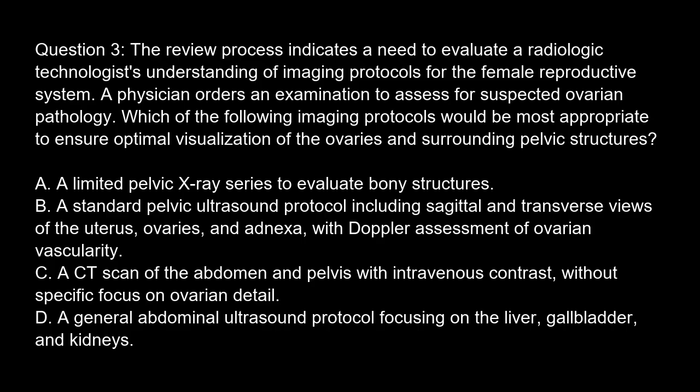Option B. A standard pelvic ultrasound protocol including sagittal and transverse views of the uterus, ovaries, and adnexa with Doppler assessment of ovarian vascularity. Option C. A CT scan of the abdomen and pelvis with intravenous contrast, without specific focus on ovarian detail. Option D. A general abdominal ultrasound protocol focusing on the liver, gallbladder, and kidneys.